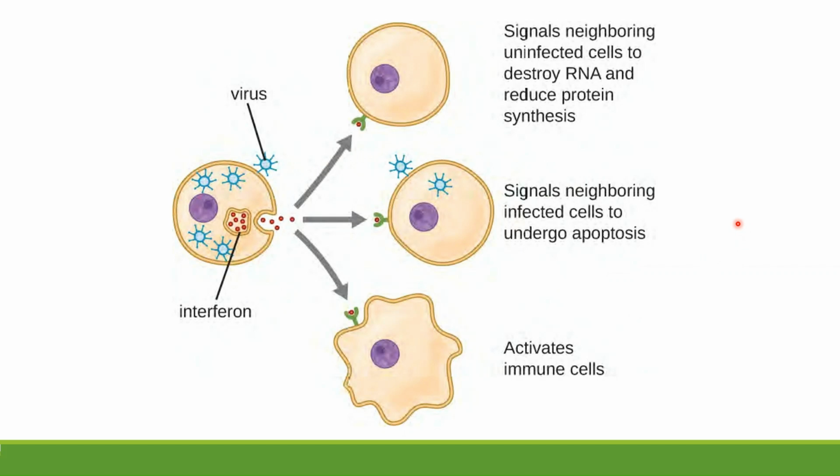And this helps to stop the virus from spreading, because if the cell kills itself, then the virus isn't going to be able to do that hostile takeover. And number three, immune cells are activated to enhance the body's overall defense. And this helps limit viral replication and spread in the body.